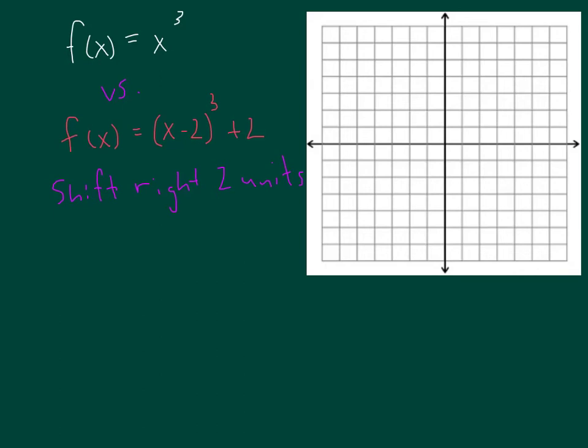We also see that we have a plus 2 on the outside of the function, which means we're going to shift up 2 units. Our a value sitting way out here is 1, which means as far as the scale factor is concerned, we're not going to multiply y's by anything other than 1, which means the y value doesn't change, and we're not going to reflect.